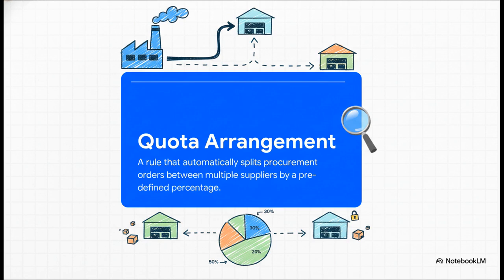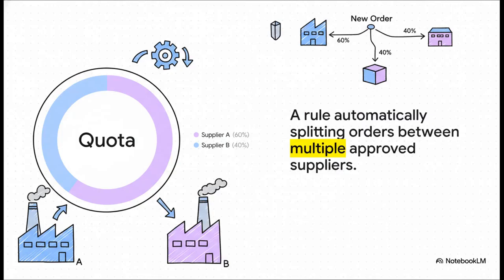It's a really simple rule you can set that basically tells the system, hey, don't give all my business to just one supplier, split it up. And you get to define the exact percentage for each one. So for a really critical component, you might set up a rule just like this one. 60% of our orders automatically go to our main supplier, supplier A, but always, always send 40% to our backup, supplier B. From then on, the system just enforces that rule every single time it generates an order.